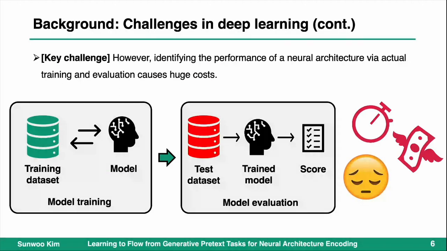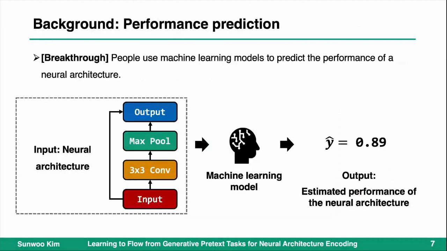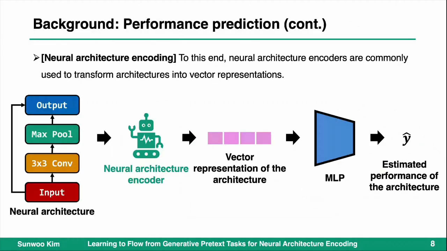However, identifying the performance of an architecture with actual training and inference causes huge cost in practice. To overcome this issue, people use machine learning models to predict the performance of an architecture. To this end, neural architecture encoders are commonly used to transform architectures into vector representations, which are then fed into an MLP for final performance prediction.